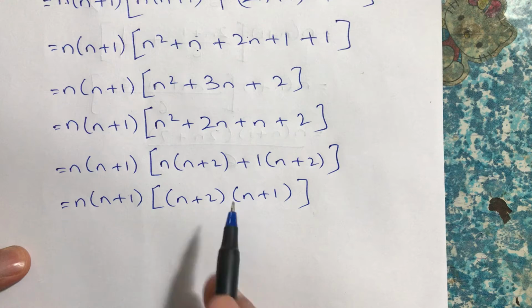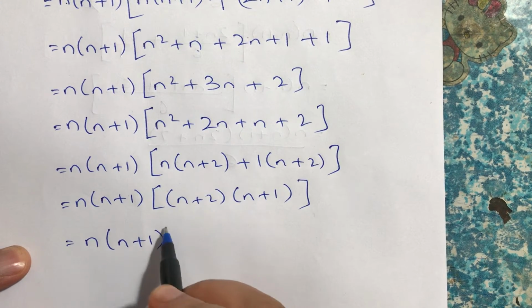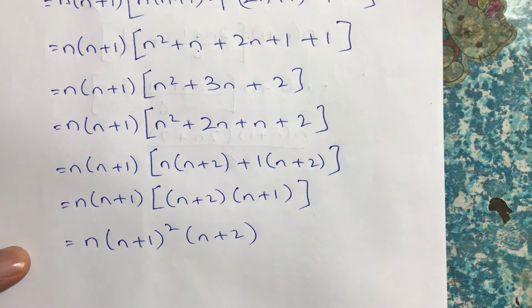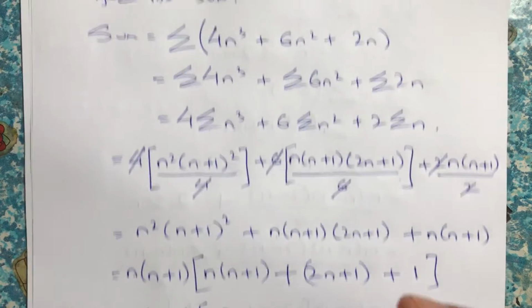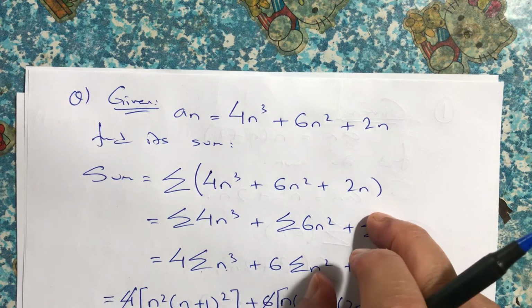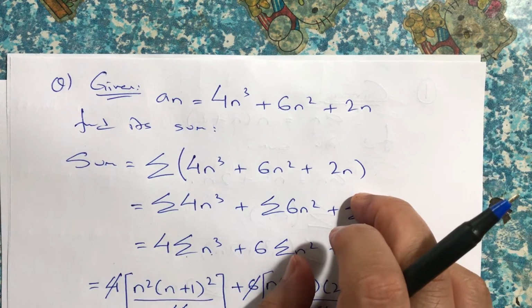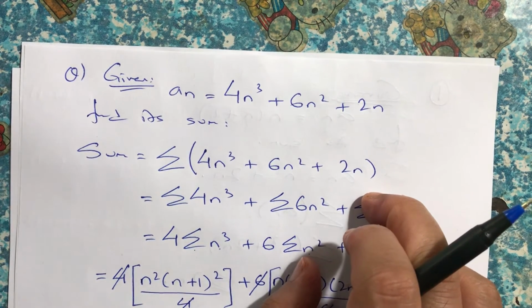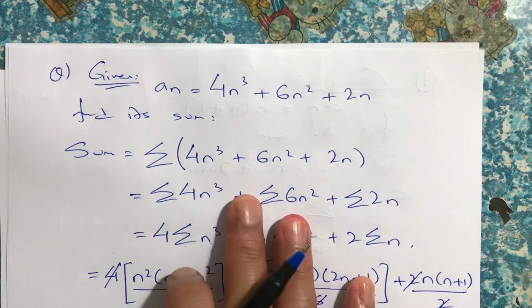But if you look over here, these two are exactly the same. So I can write the final answer as n plus 1, the same thing, squared, and n plus 2. That's my final answer for the sum. So this is the answer for your sum when your a n is given as 4n cubed plus 6n squared plus 2n. Is that okay? That is the way to go ahead and find the sum, that's the formula.